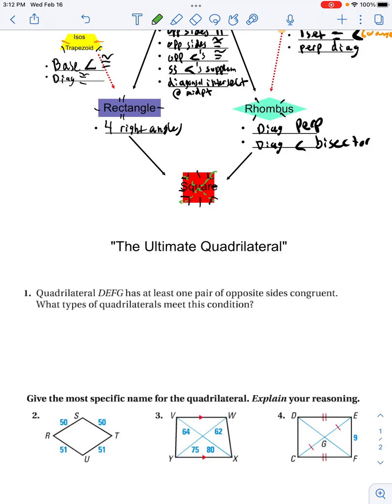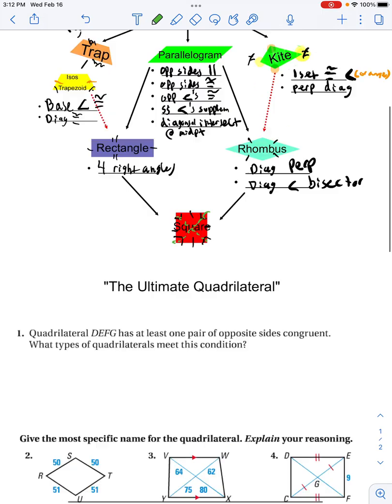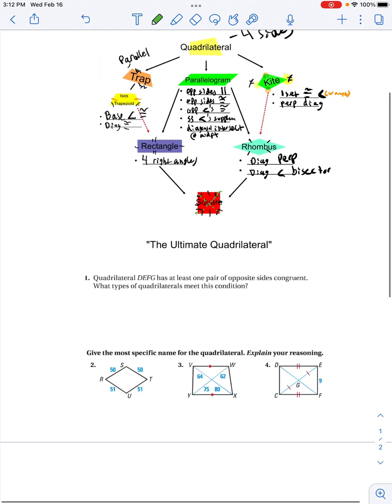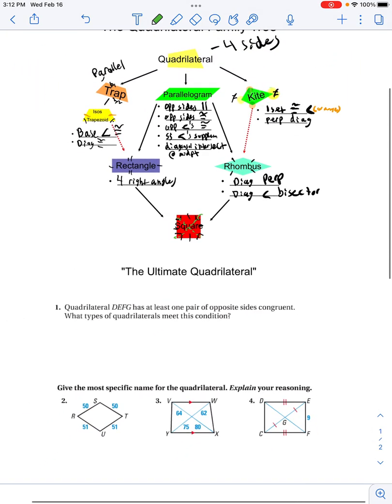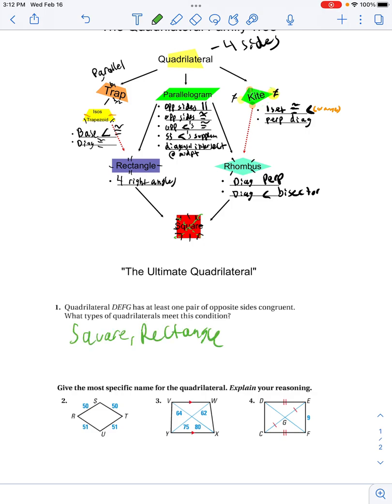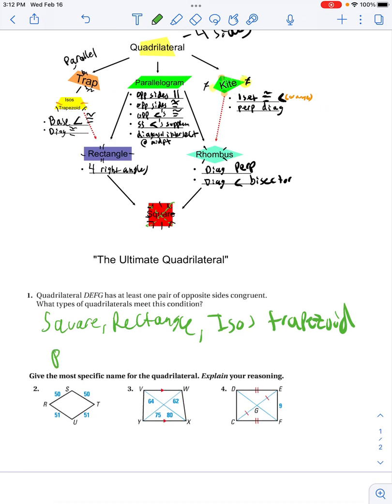Quadrilateral DEFG has at least one pair of opposite sides congruent. What types of quadrilaterals meet this condition? One pair of opposite sides congruent. Well, opposite sides of a rectangle, a square, a rectangle. Again, I'm following the family tree kind of. Opposite sides congruent. I guess technically an isosceles trapezoid would have opposite sides congruent. Could potentially be an isosceles only. That's got to be isosceles.